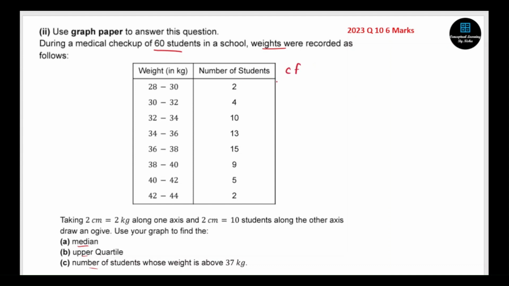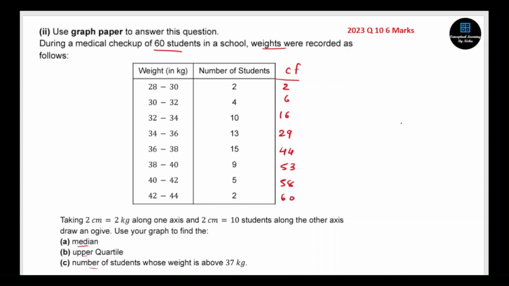Make sure that you make a different table, and then you have to plot the graph based on that. So let's write the CF values. We'll get 2, 6, 16 and so on. I'm writing all the values.